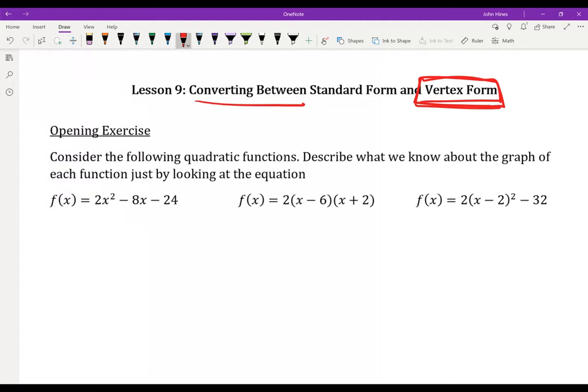That skill we learned back in unit 8 to solve quadratic equations is actually going to help us working in vertex form. So consider the following quadratic functions. Remember, these are x squared functions. These are all parabolas. Describe what we know about the graph of each function just by looking at the equation.